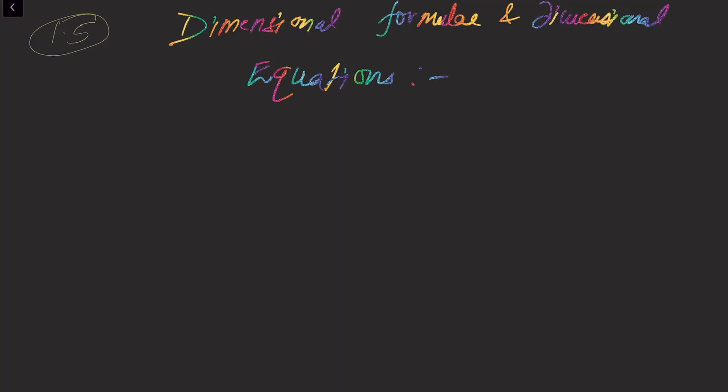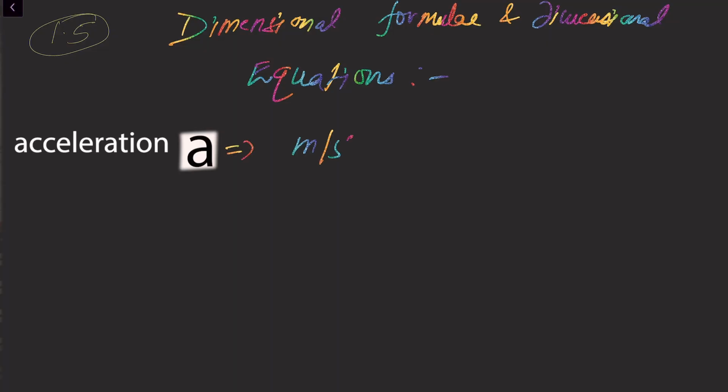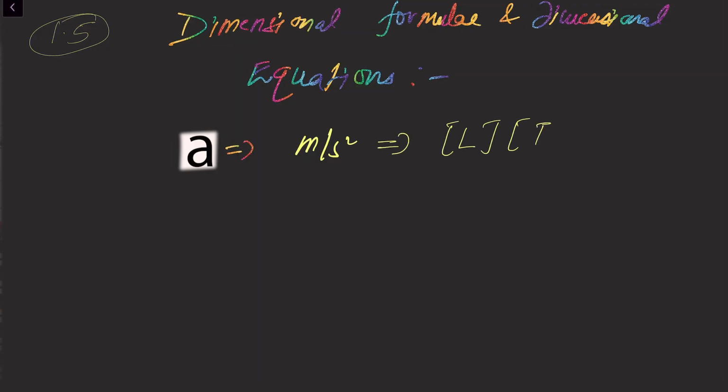Now 1.5, what are dimensional formulas? So let's say the dimensional formula of acceleration is equal to meters per second square, right? How is it written? LT⁻². The expression which shows how and which of the base quantities represent the dimension of a physical quantity is called the dimensional formula. So this is the dimensional formula.